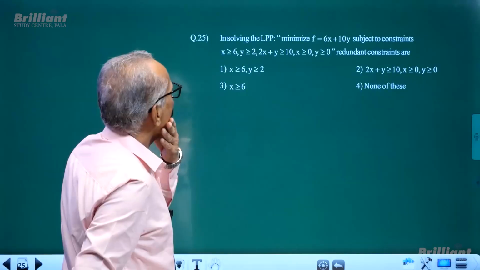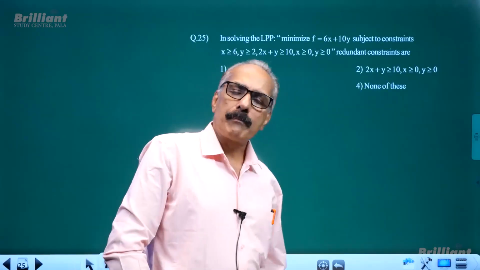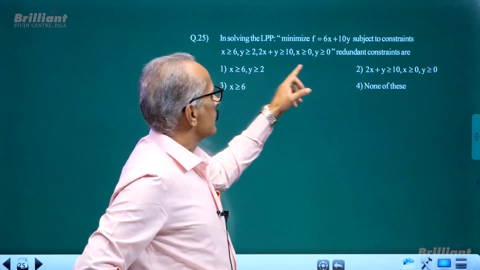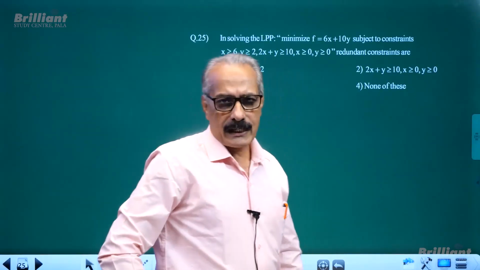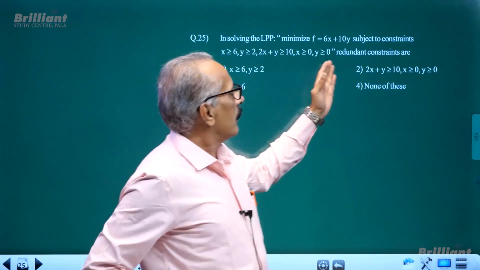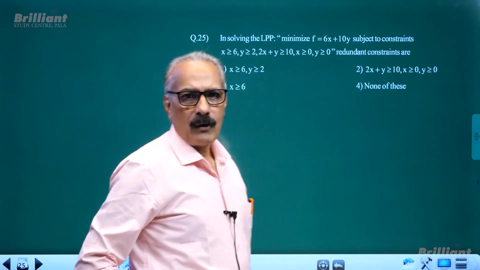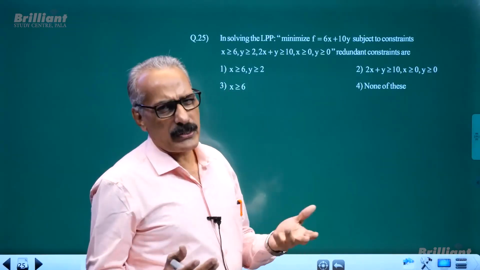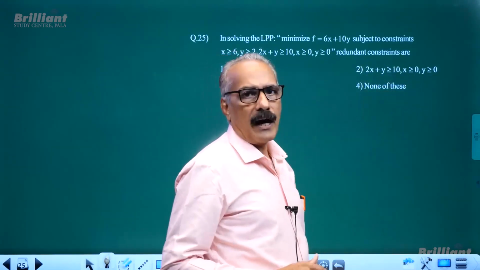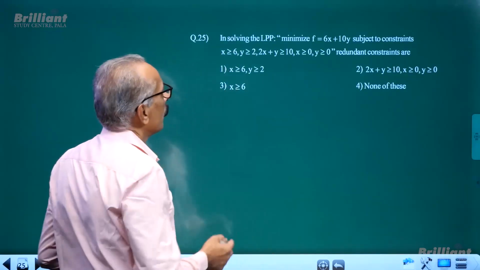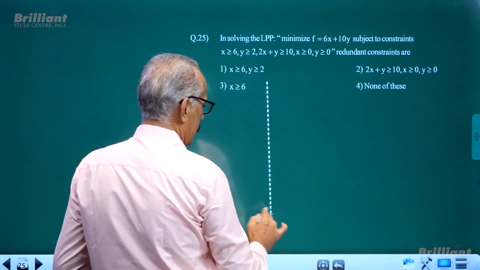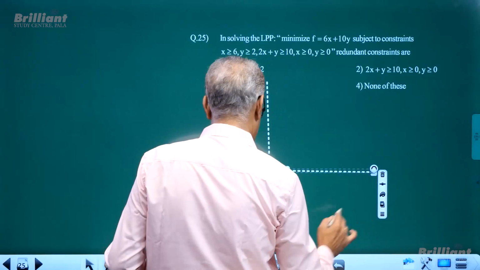On to 25. In solving the linear programming problem, maximize f equal to this, subject to the constraints, this, the redundant constraints are... Redundant means what? Unnecessary. Those which we could have avoided. So, redundant constraints are, can you tell me? You have to draw the figure, because first of all, we draw the graph. This is our y-axis, this is our x-axis, fine.